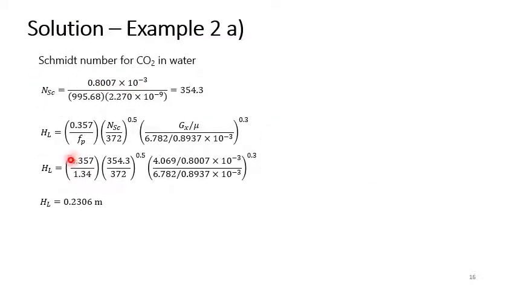Okay, so for HL also, use the same Fp. And now you need to use the Schmidt number for CO2 in water. So you just plug in the necessary values, and then you use that to calculate the HL. And you get HL equals 0.2306 meters.